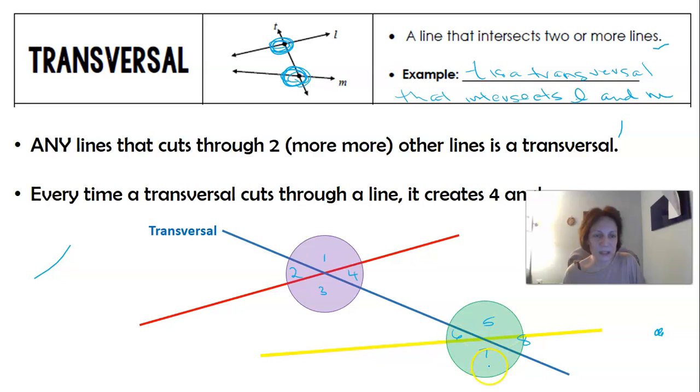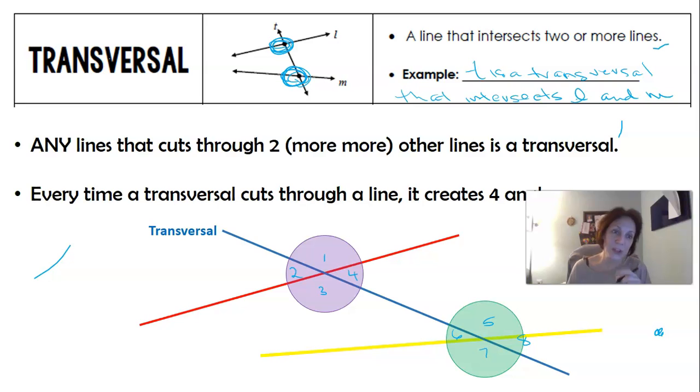I'm going to call them cleverly 5, 6, 7, and 8. Same relationships here as we saw up here. I have vertical angles 5 and 7, vertical angles 6 and 8, and then I have all these pairs of adjacent angles: 5 and 8, 8 and 7, 7 and 6, 6 and 5. But it's the same deal as up here. What we're going to start doing in this unit is looking at relationships not within a cluster, but between an angle, say, in the purple cluster and an angle in the green cluster.